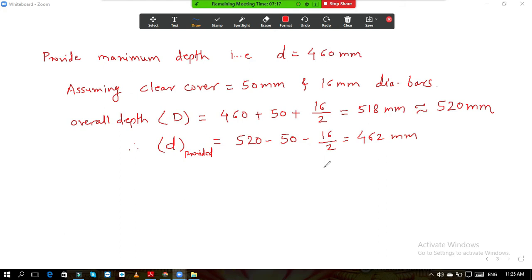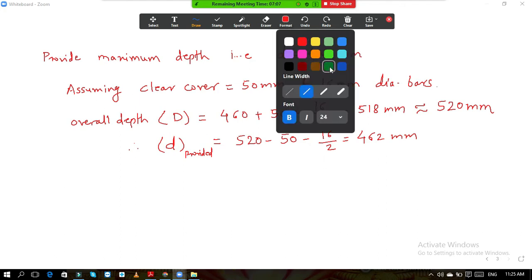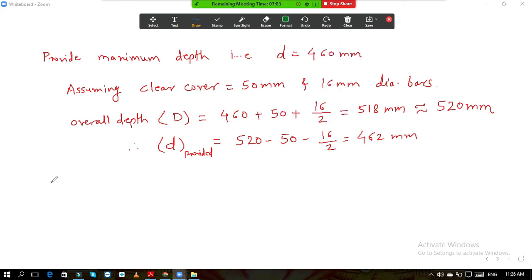Okay. So the next point is bending moment calculation. After the evaluation of depth, now we will calculate the bending moment, then we will take the check for depth and then we will provide the steel.